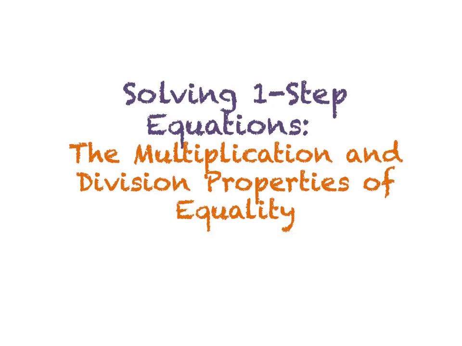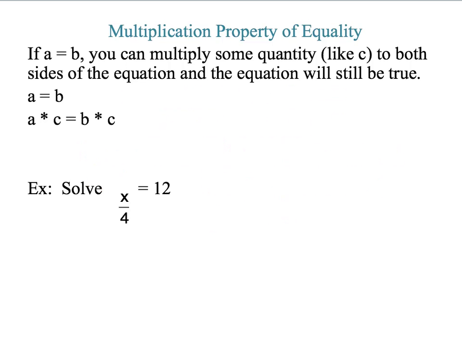In this video, we're going to continue solving one-step equations, but this time we're going to learn the multiplication and division properties of equality. The multiplication property of equality says that if A equals B, you can multiply some quantity, like C, to both sides of the equation and the equation will still be true.